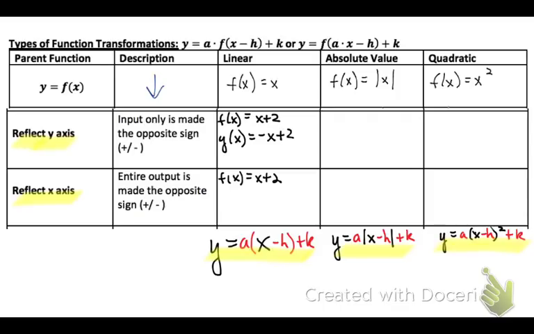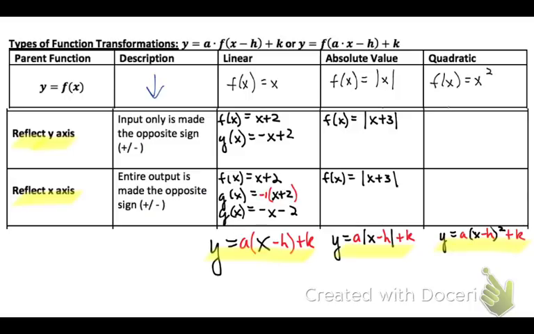Now, a reflection across the x-axis, we're going to multiply the entire output by a negative sign to make it opposite. So here's my entire output, and then I'm going to multiply that by negative 1. So my transformed equation will be negative x minus 2.